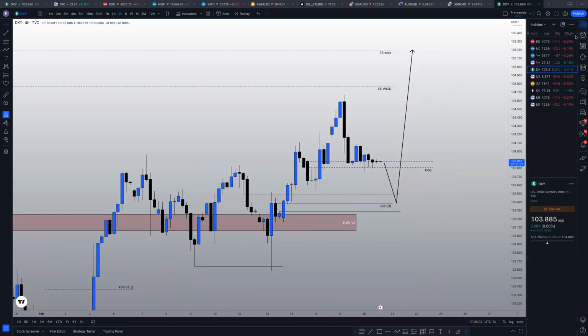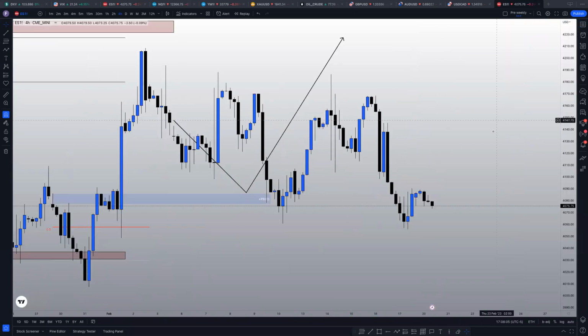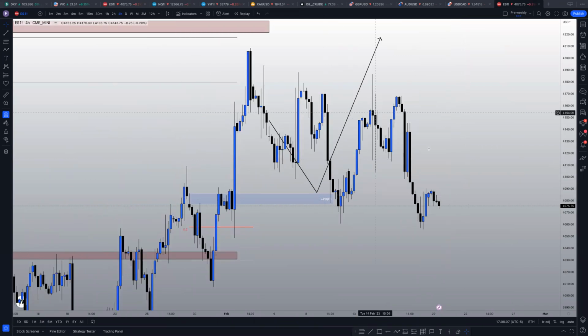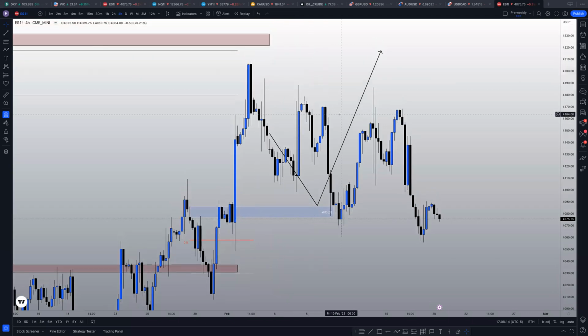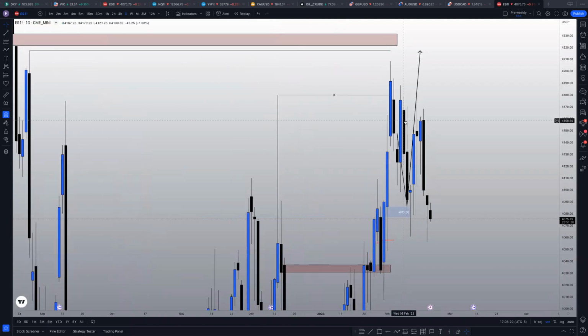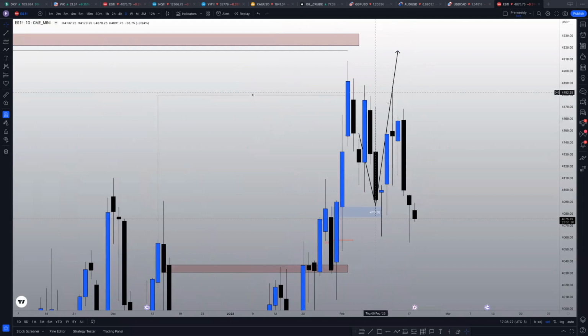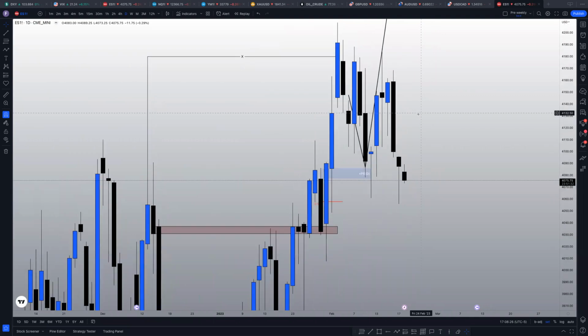Indexes. Yes. So we got the reaction off our level that we were looking for. We just ultimately haven't gotten to the target. Now, I am bullish on dollar, which makes indexes a little harder for me because I can't be bullish with this much accumulated buy side.